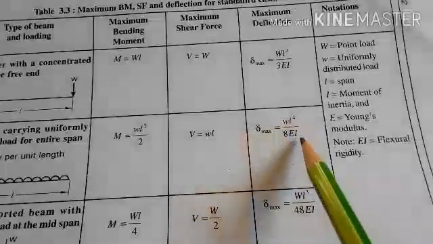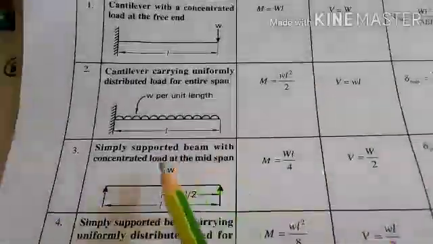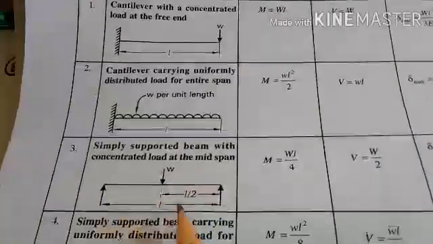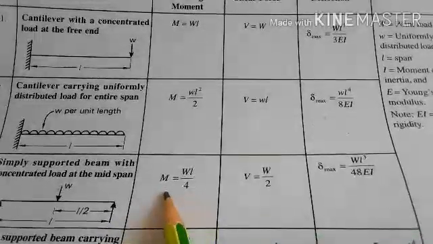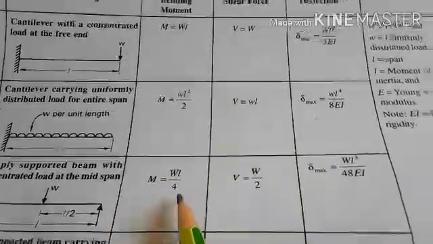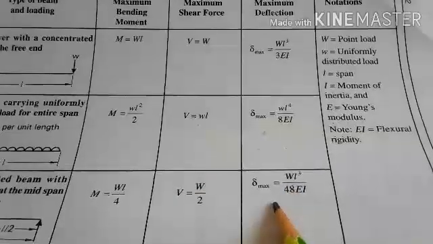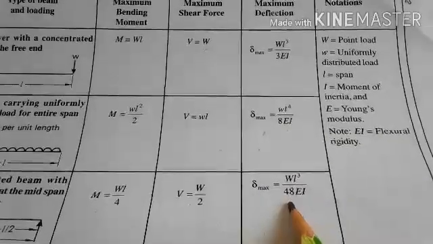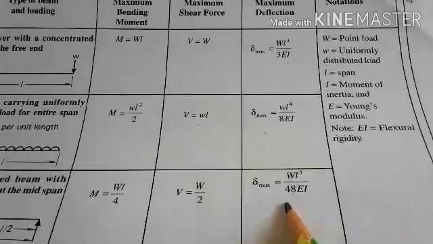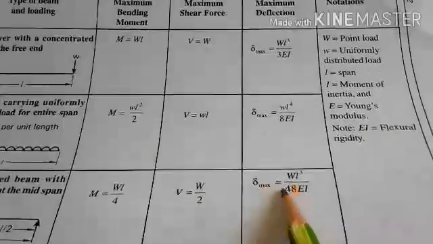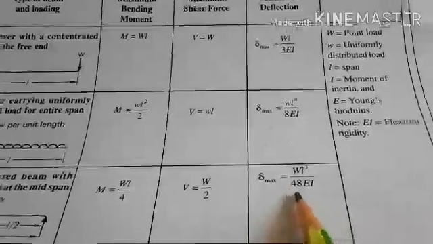Okay, so this is the deflection. Suppose in the problem a simply supported beam with a concentrated load at the mid span is given. Then the maximum bending moment M equals WL by 4, the shear force V equals W by 2, and delta max will be WL cube by 48 EI. This is for a concentrated load acting on a simply supported beam at mid span. This is the delta max deflection.